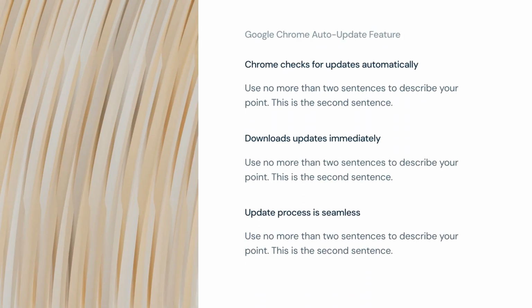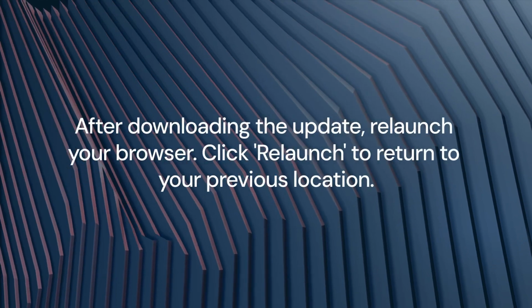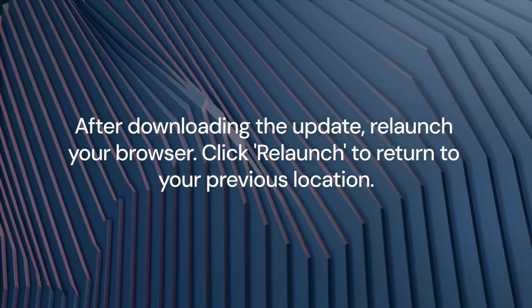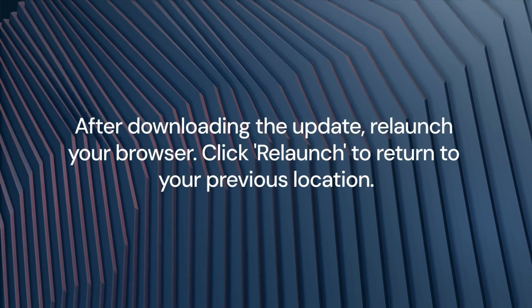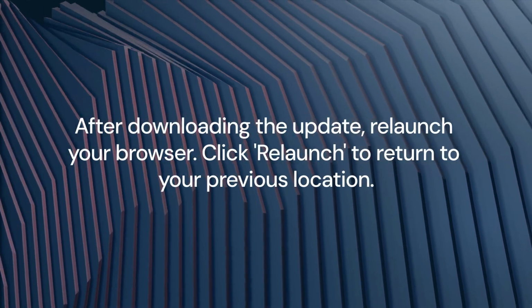In the About Google Chrome section, the browser will automatically check for updates. If an update is available, it will start downloading it immediately. After the update is downloaded, you will need to relaunch your browser. Just click Relaunch, and Chrome will close and reopen, bringing you right back to where you were.